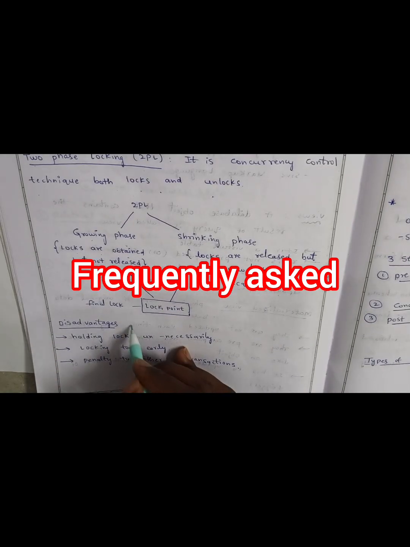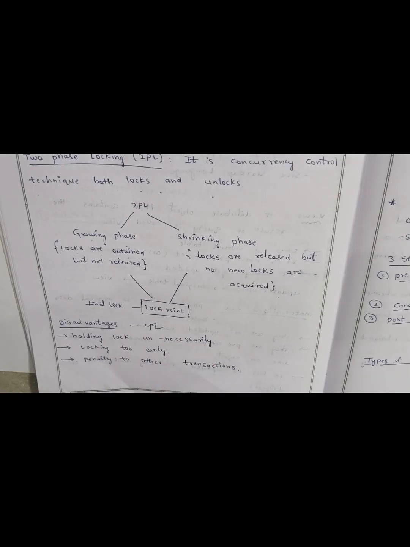There are disadvantages of 2PL. There are three. Holding locks unnecessarily: unwanted locks appear in two-phase locking. Locking too early: locks are obtained too quickly. Penalty to other transactions: if limited transactions are given and we do any extra transactions, a penalty is applied to those transactions.